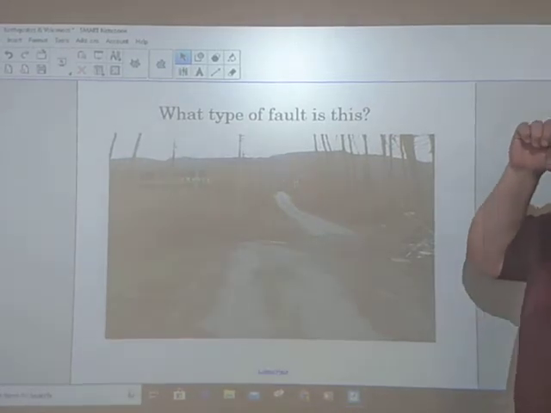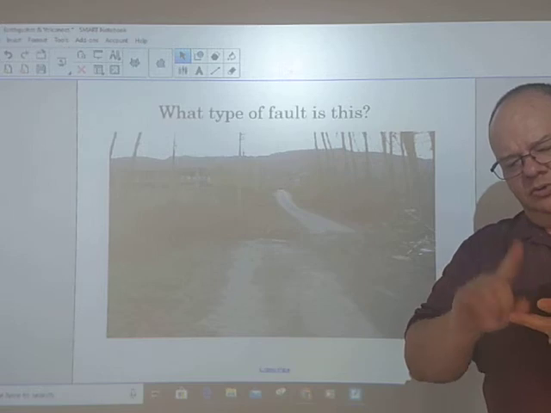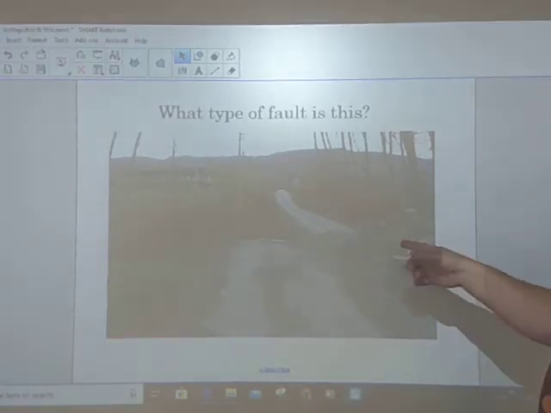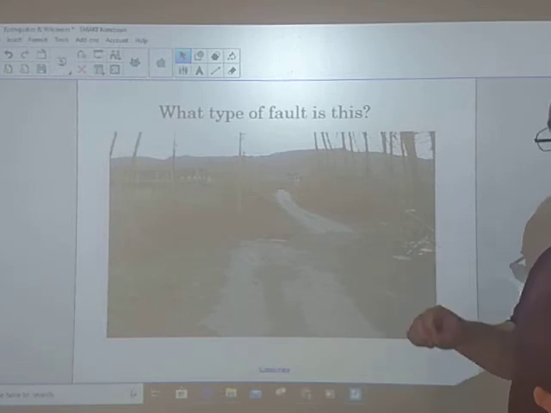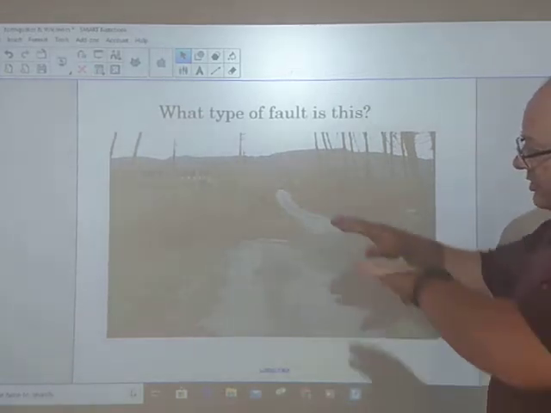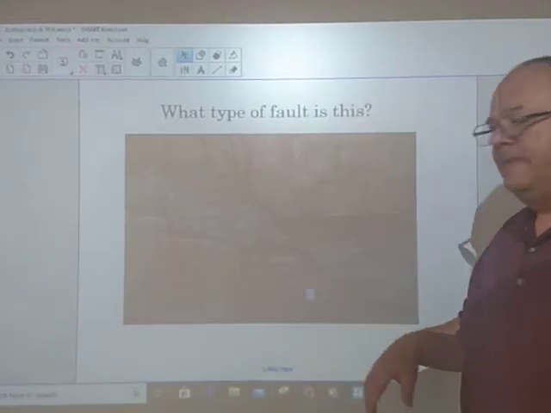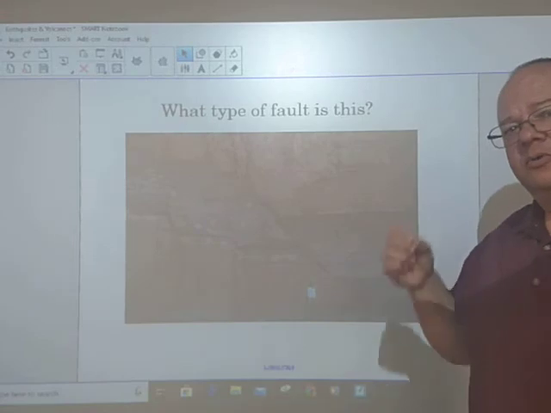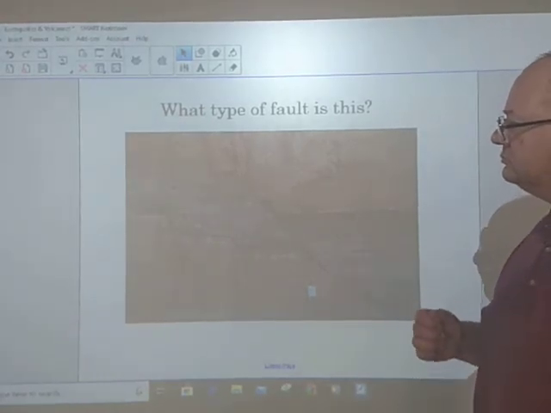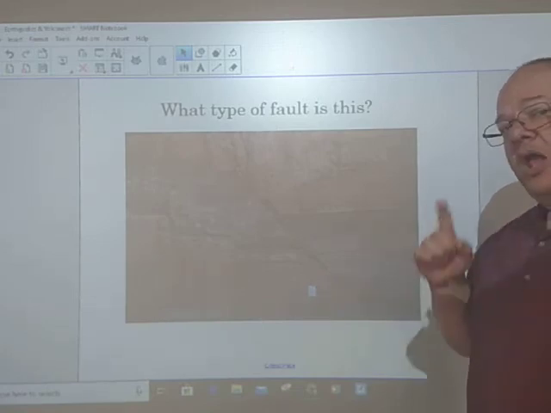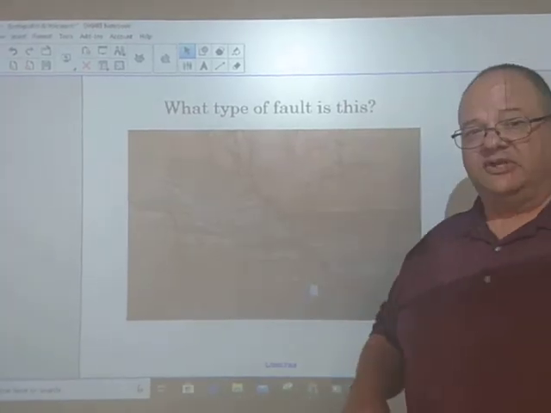So, let's just practice a little bit. Your choices are strike slip, normal fault, reverse fault. Think about it. Hope you said strike slip. The motion was sideways. Okay? Your choices are strike slip, normal fault, reverse fault. I hope you said normal fault. The hanging wall has slipped downward relative to the footwall.